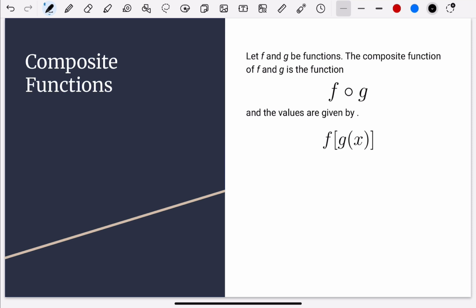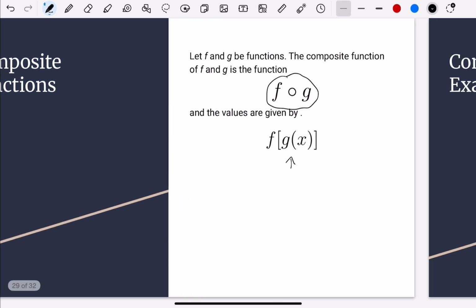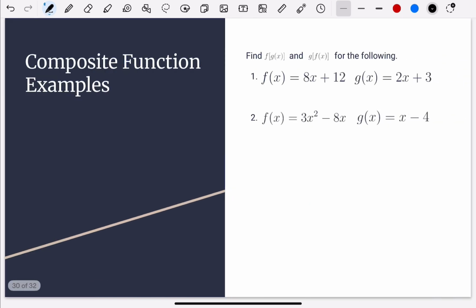All right. So first, let's talk about a composite function. So if f and g are functions, then the composite function of f and g is represented by this notation, and we just read that as f composite g, which really just means that we're going to take whatever g is and plug it into f. Okay, so whatever function g is, we're just going to take that and plug it into f.